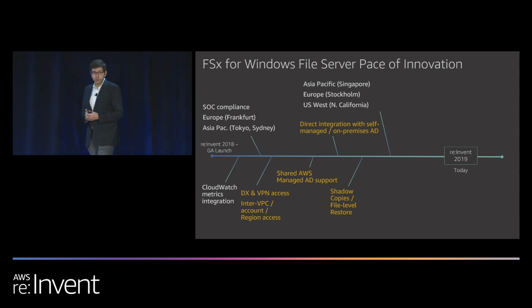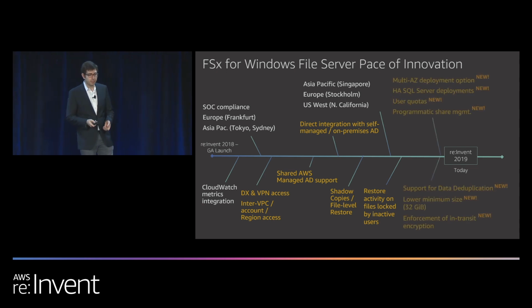About mid-year, we launched support for shadow copies. You can think of that as file-level restore by end users. And we also provided the capability for administrators to be able to unlock files from an active user. So for example, if a user goes off on vacation and has a file locked and you need to unlock it as a storage admin, you have the capability to do that.